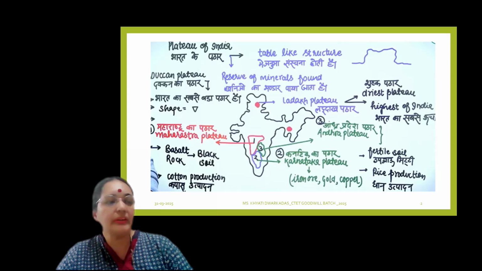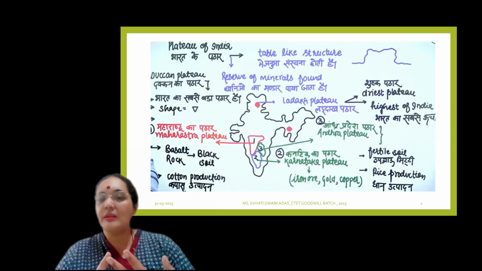Like we can see right on top, we have the Ladakh Plateau. Now, in the Ladakh Plateau, we need to know that it is the driest plateau of India as well as the highest plateau of India. Ladakh Plateau, highest and driest plateau of India.